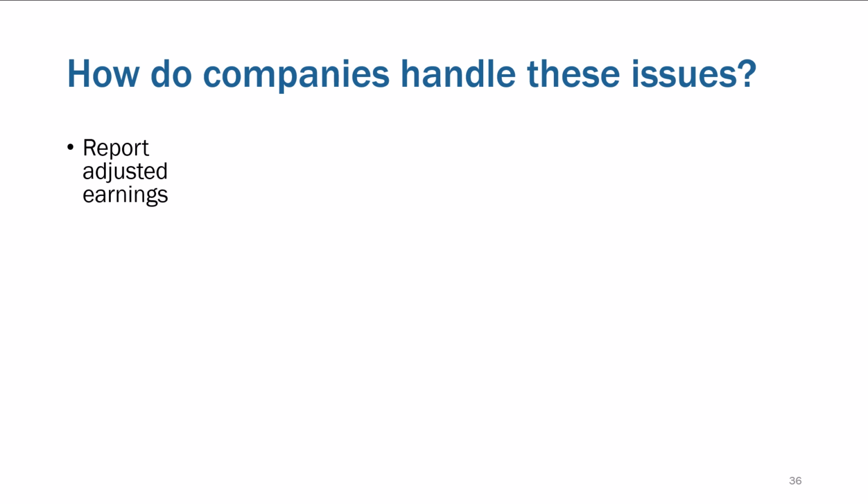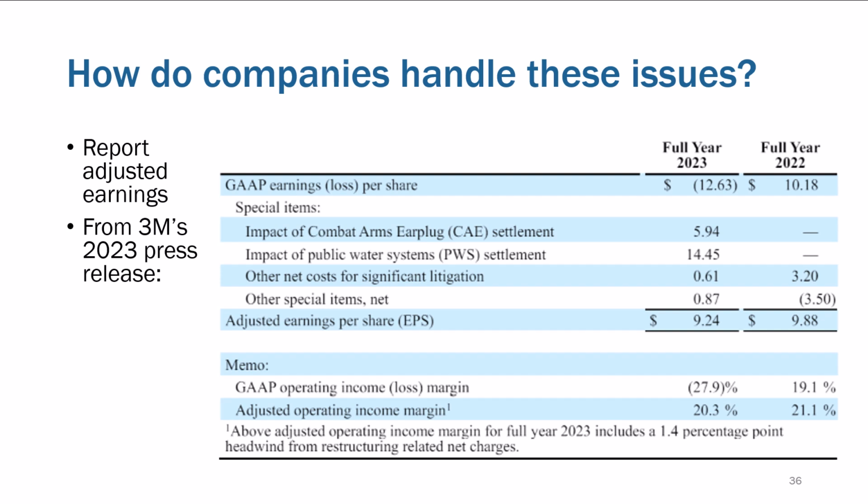Well, how do companies handle these issues? Frequently, what they will do is report something called adjusted earnings. Now, I wanted to share an example from 3M's 2023 press release. If you look up here, we can see that 3M has GAAP earnings per share for the full year of $12.63. Last year, they were a little over $10. So it looks like 3M had a disastrous year. Didn't have $10 of earnings per share, had a negative $12 earnings per share. And so it looks awful. Now, but when we see on an adjusted basis, last year was $9.88.